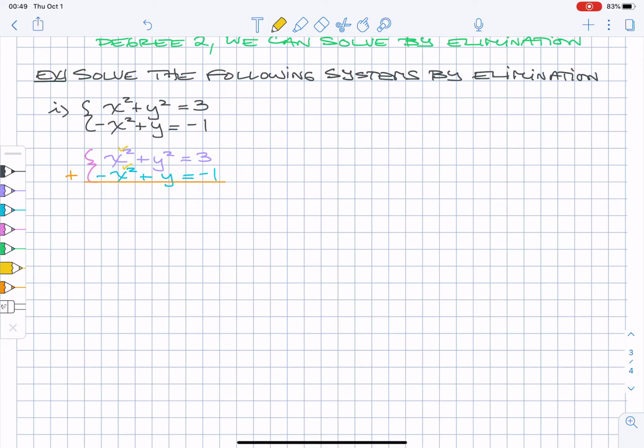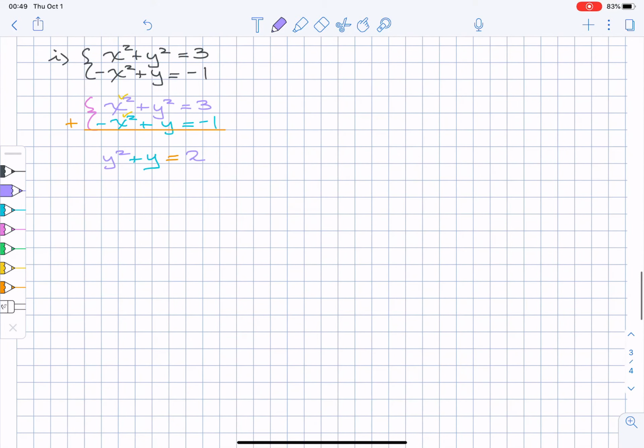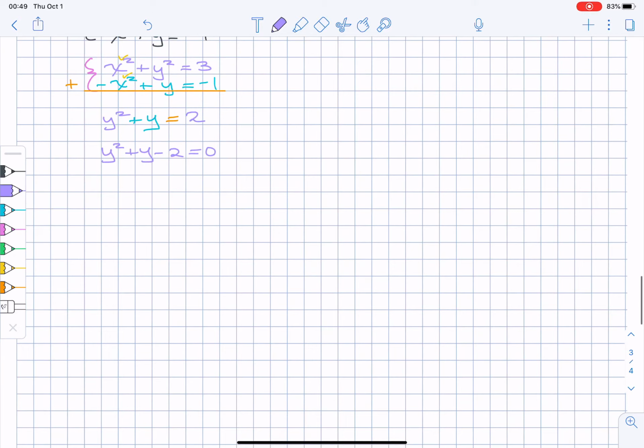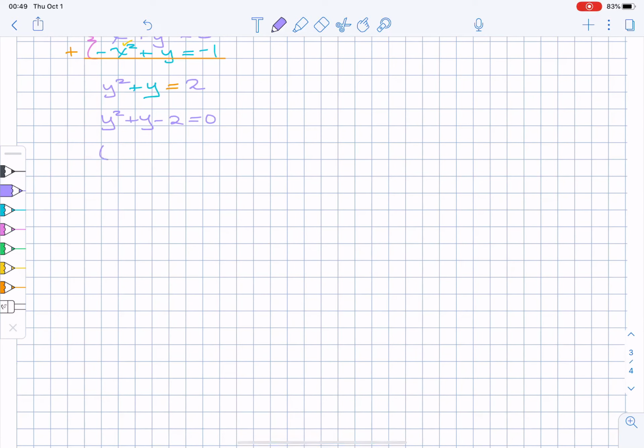So we will end up with y squared plus y is equal to 2. Subtracting 2, we get y squared plus y minus 2 is equal to 0. So what two integers have a product of negative 2 and a sum of positive 1? How about y plus 2 and y minus 1? So in the first case, y is negative 2, and in the second case, y is 1.